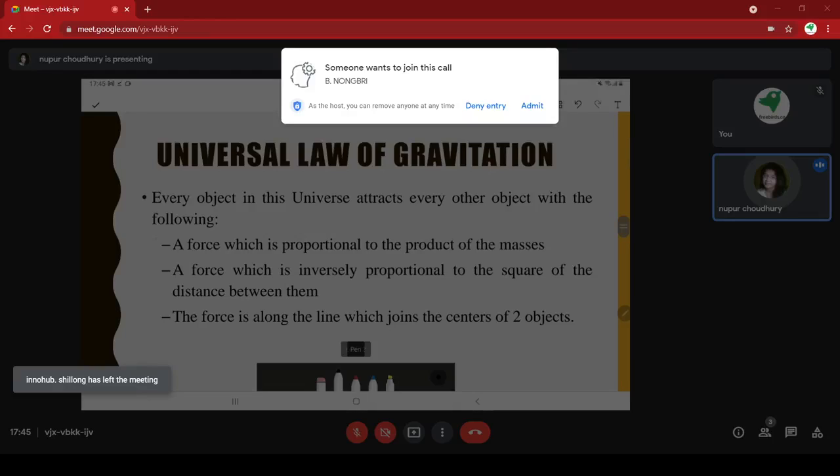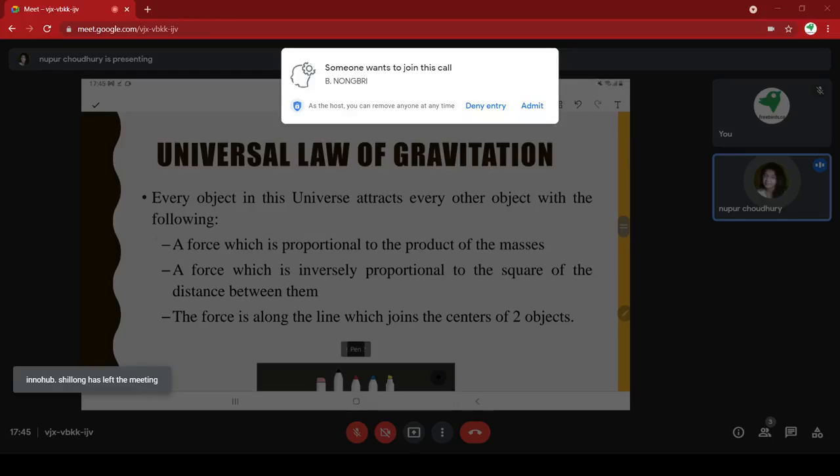So the final universal law of gravitation is this formula. However, in order to remove the proportionality, as you might have already done in your previous classes, we have to introduce a constant. In this case, G is the universal gravitational constant, which is introduced, and G has a value of 6.67 times 10 to the power minus 11 Newton meter square per kg square.